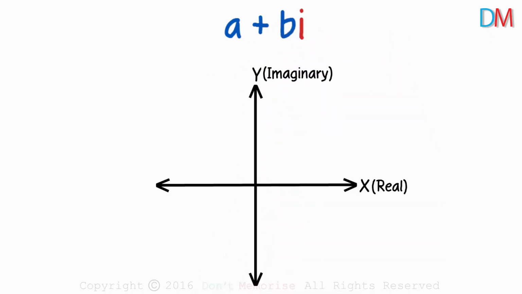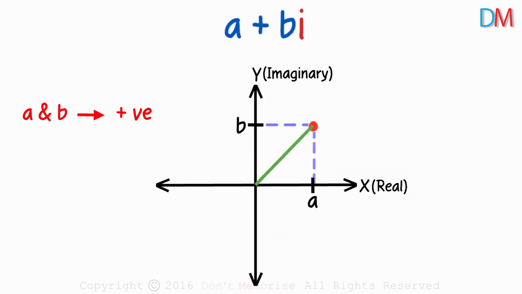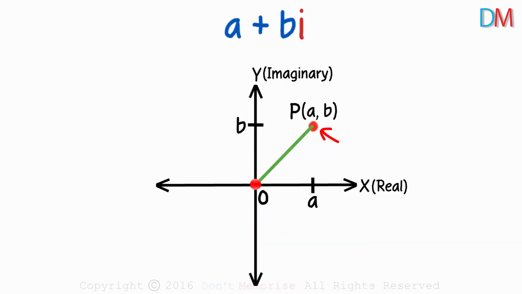How do you plot the complex number a plus bi on the Argand plane? Assume a and b are both positive. We will move a units right on the real axis and b units up to get to the point (a, b). We can call it point P and let's say the origin is point O.